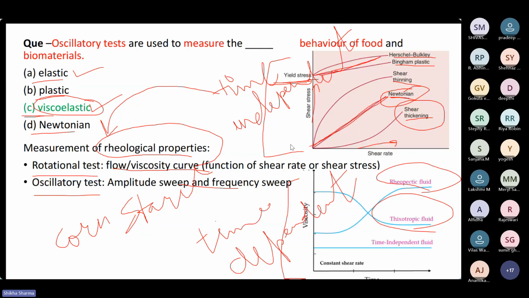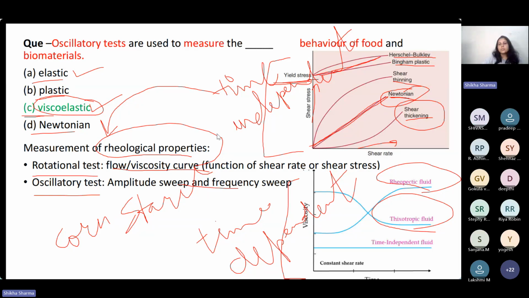And then shear thinning behavior we can see in blood basically. So what will happen when we apply the stress? It will start thickening after a certain stress when we apply it. Initially it will not be thin, but after that it will thin.